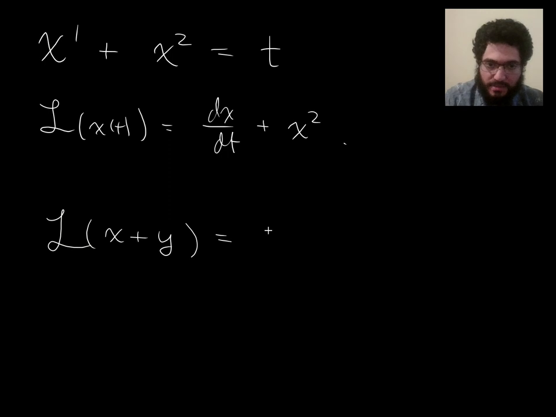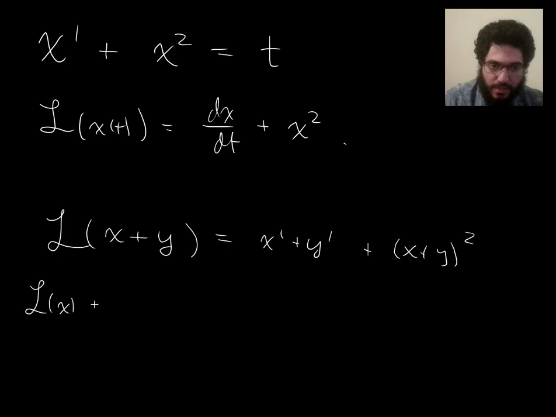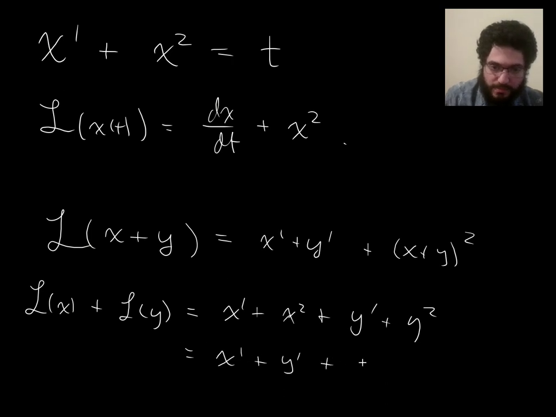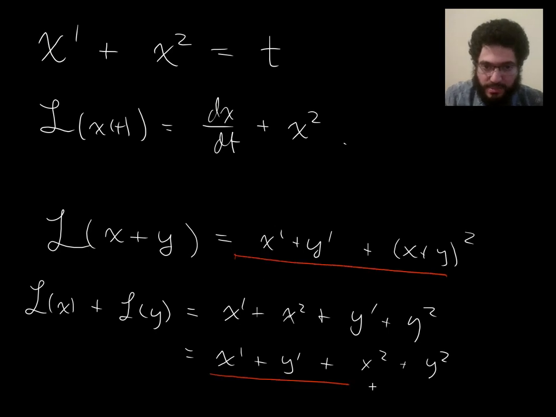You would get x prime plus y prime when you apply d dt to both of them, and then you would get x plus y squared, right? Now think about applying it to x and y individually and see what you get. So this one would give you x prime plus x squared, and this one would give you y prime plus y squared, which you could rearrange like this. Now, if L were linear, then these should match up. They should agree. This should be the same as this.